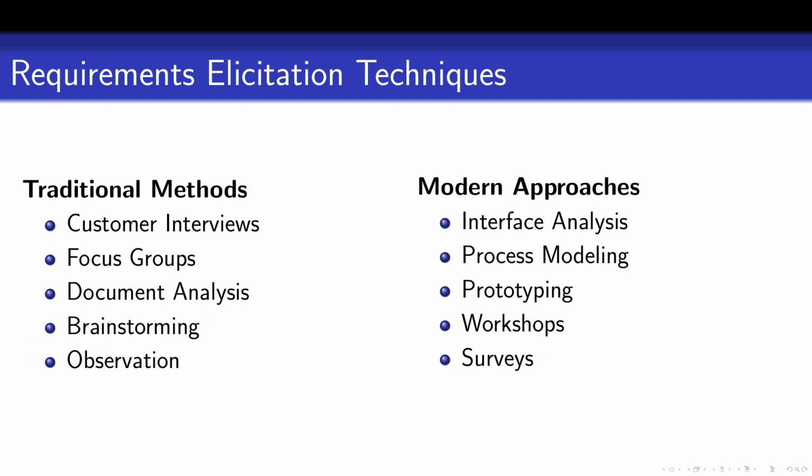There are several methods for requirements elicitation. Traditional techniques include interviews, focus groups, and document analysis, which help gather input directly from stakeholders. Brainstorming encourages creative thinking, while observation provides insights into how users interact with current systems.